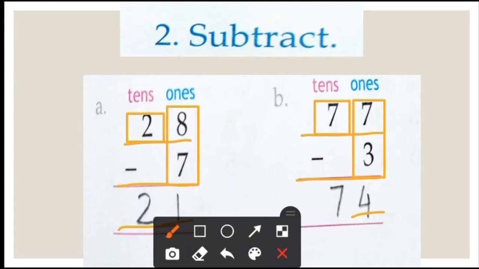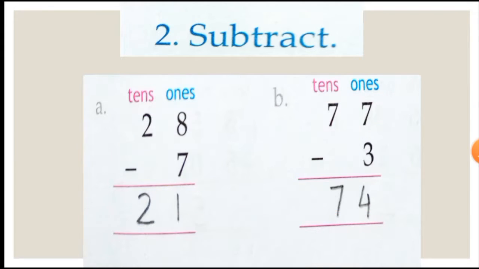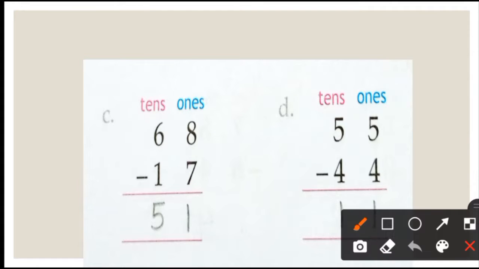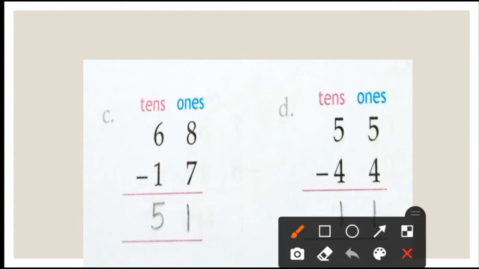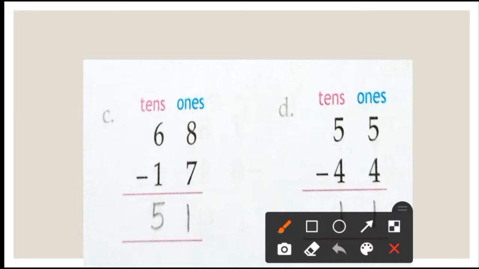Now students, once again in the tens part we have a single digit, that is 7, and we will write 7 same to same. So 77 minus 3, answer 7, 4, 74. Now we will move on to question number C. In question number C, first of all I am going to read the digits together, that is 6, 8, 68 minus 1, 7, 17.